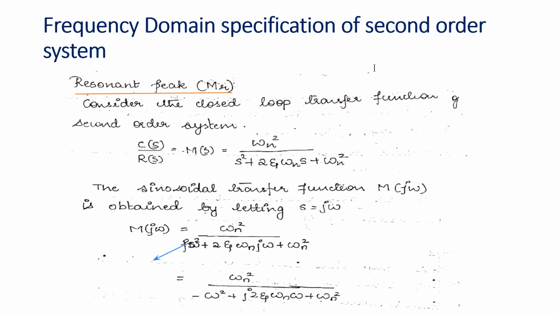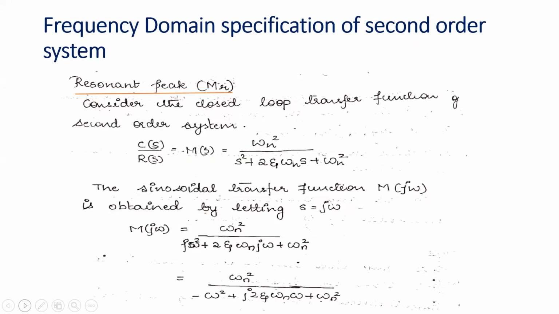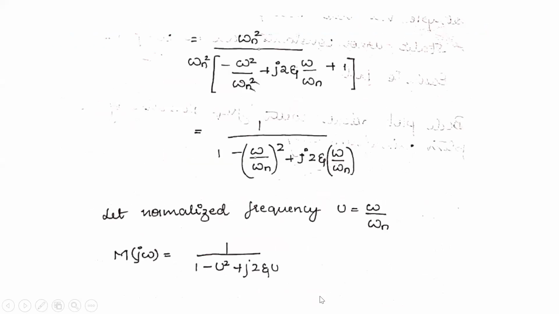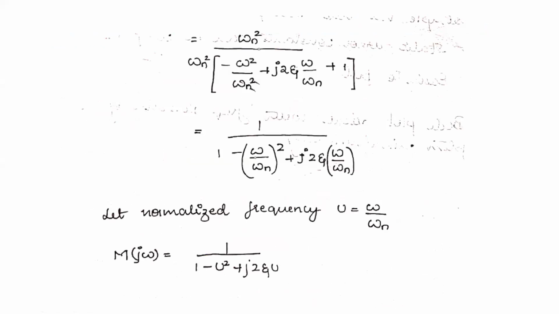Now what is j square? It is minus 1. Now we'll see the next step. It is omega n whole square. Omega n whole square you take out outside, from this equation you have omega n here and omega n here. Take out omega n whole square outside, you get omega square divided by omega n whole square plus 2j zeta omega by omega n plus 1.